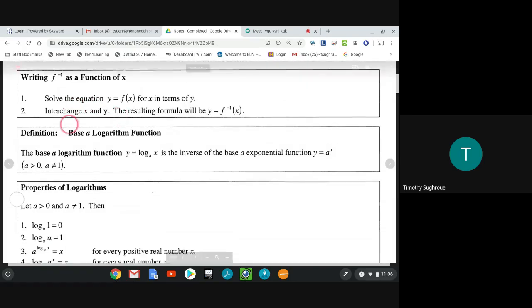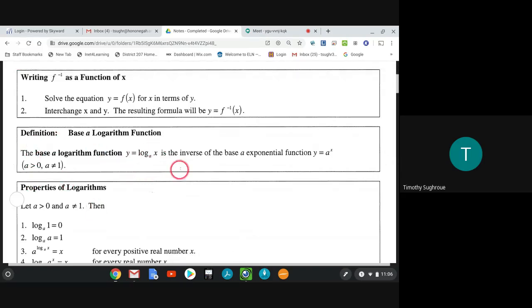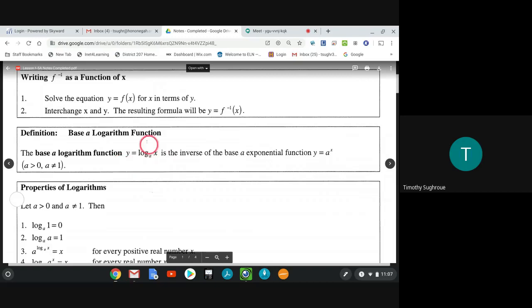Base a logarithmic function. The base a logarithmic function given here, y equals log base a of x, is the inverse of the base a exponential function y equals a to the x. So every logarithmic function can be rewritten as an exponential function. They are inverse operations of each other.